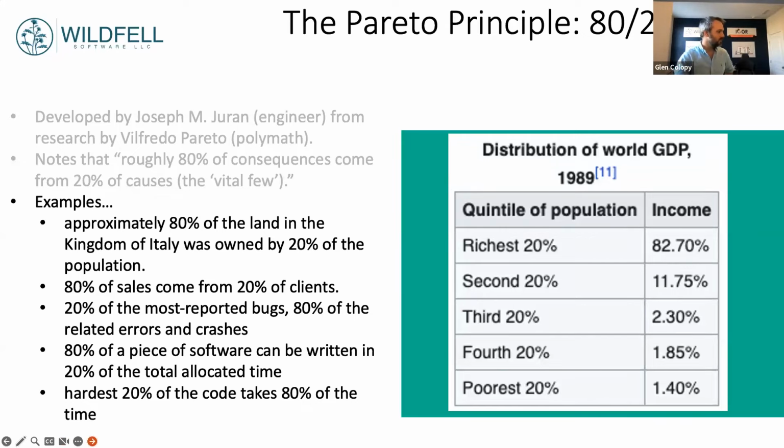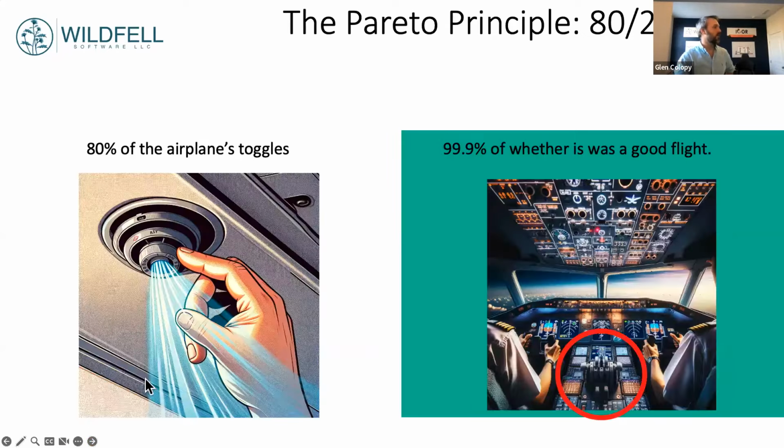Cool. All right. One example that I like, that I think relates to a lot of people, is that if you think about an airplane, 80% of the toggles might be something like the little air valve that lets you adjust the AC for your airplane seat. But 99% of whether or not the flight was good isn't those toggles. It's this thing that's happening in the cockpit right here. And admittedly there's a lot of buttons there too, but the idea is there's a lot of things that you can toggle, but only a few of them really matter.